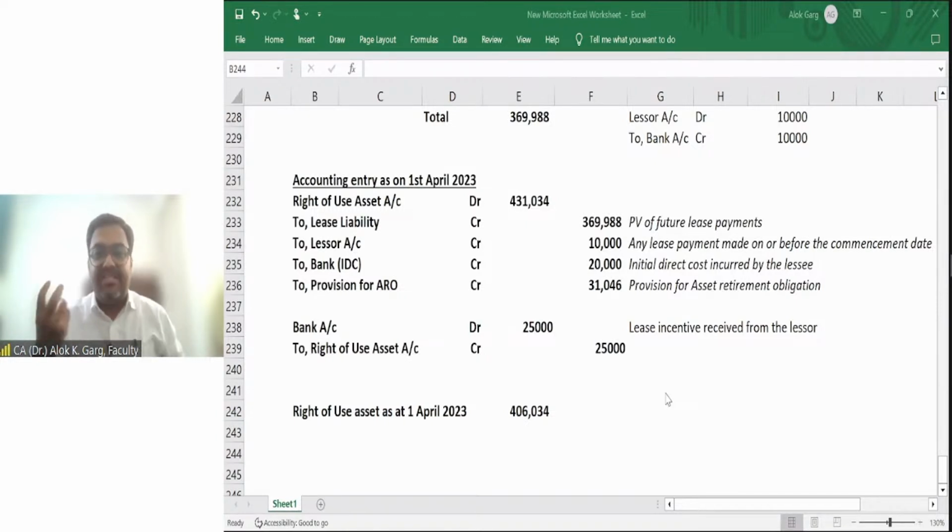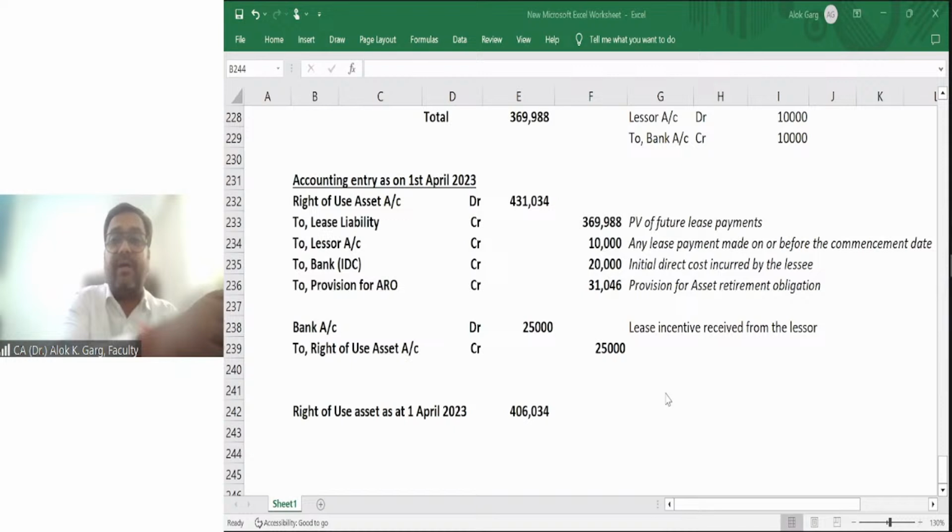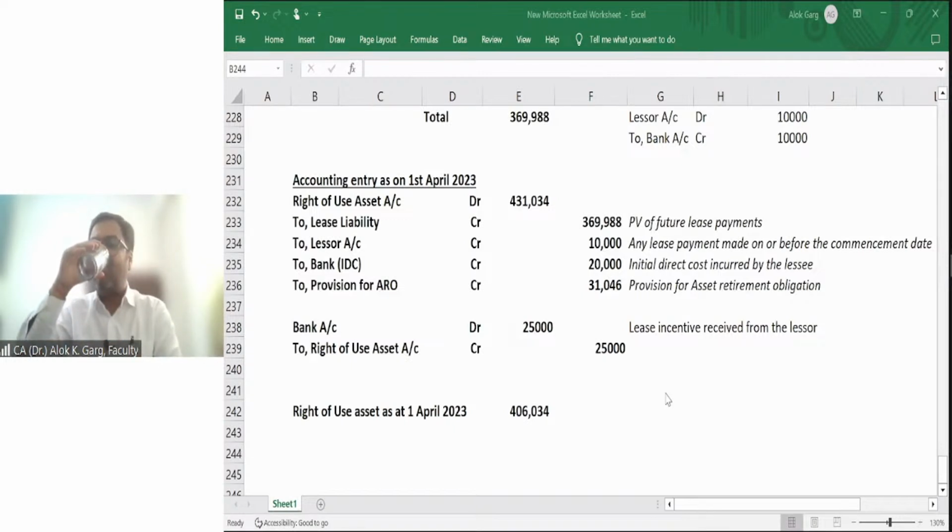Number two is initial direct cost. Number three is asset retirement obligation. Number four, any payments made before the commencement date. So these are largely the four components which have to form part of the right of use asset. If there is any lease incentive which is received from the lessor, it has to be deducted from ROU, right? I hope it is clear to all of you, friends.